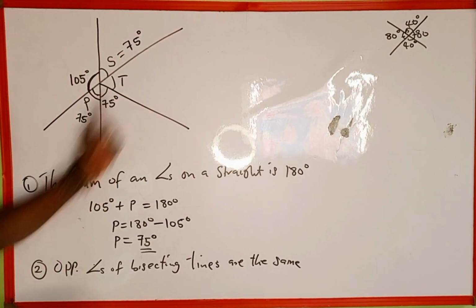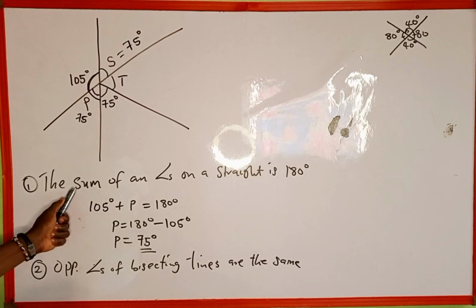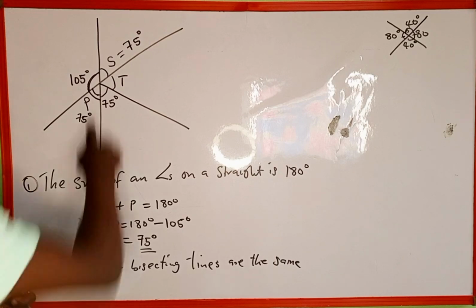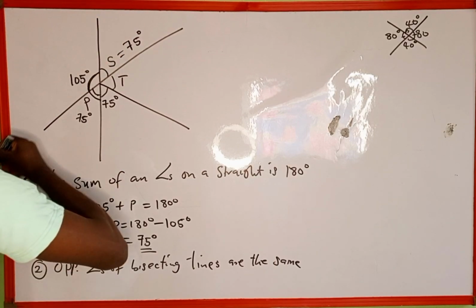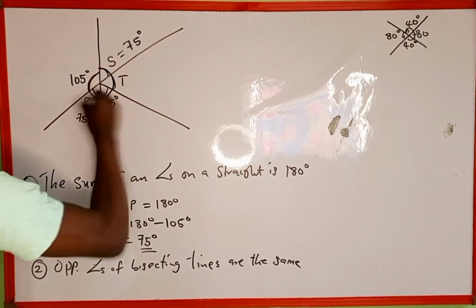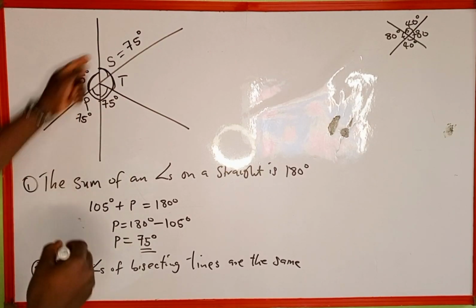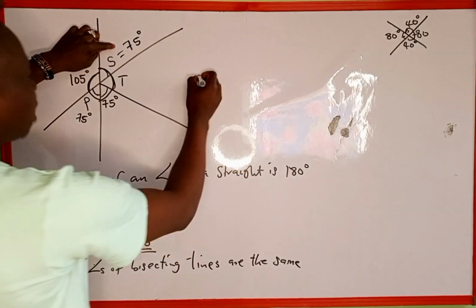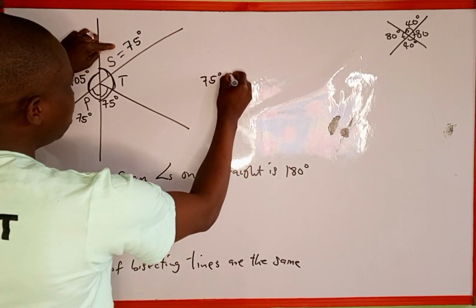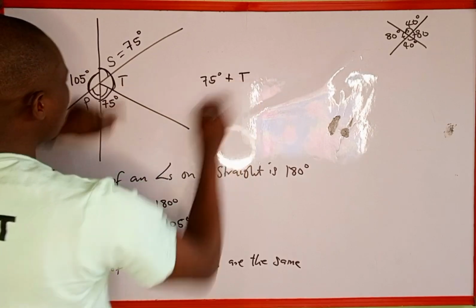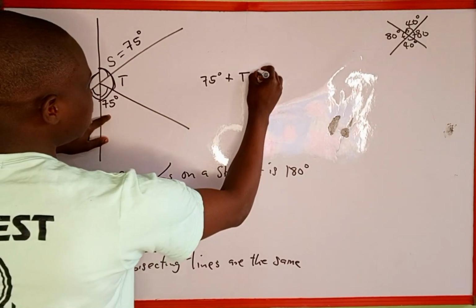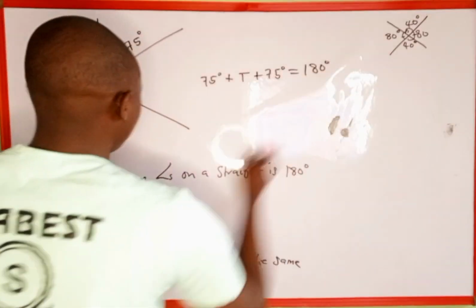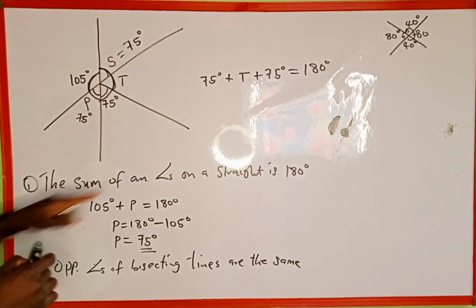Then the next thing is T degree. Then we apply the first theorem that says the sum of angles on a straight line is 180 degree. This is a straight line, so the sum of all these angles here is going to give us 180 degree. Now we're going to sum them together and equate to 180 degree. So angle S is 75 degree, plus angle T, which is what we are looking for, plus the angle here, 75 degree also, is the same as 180 degree from theorem number 1. Now we're going to solve for T.